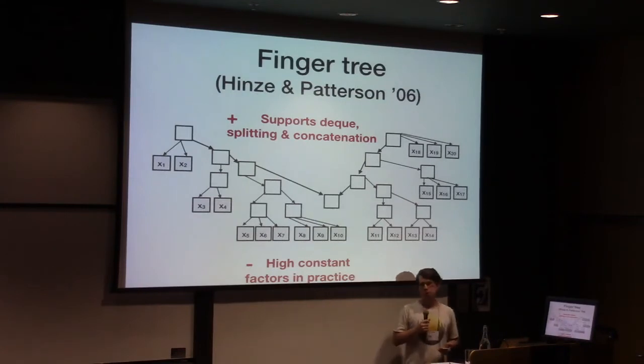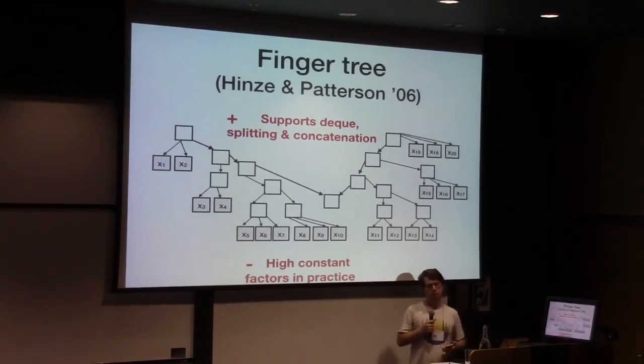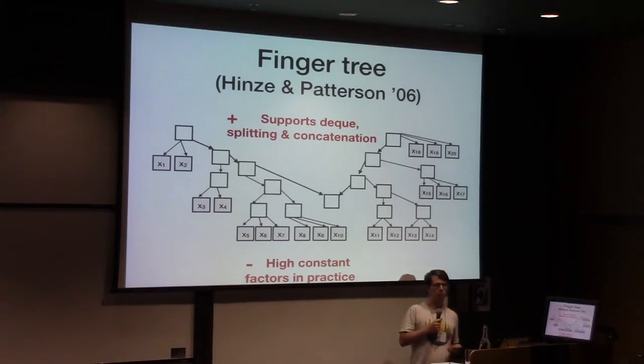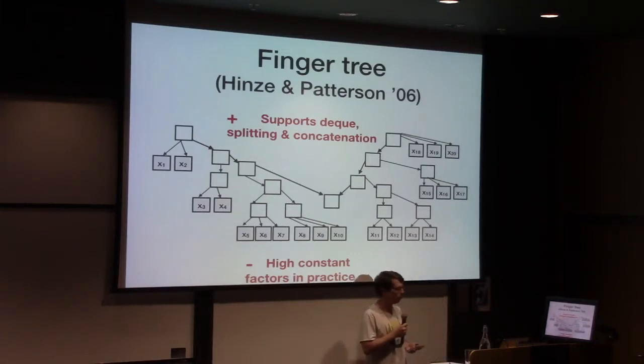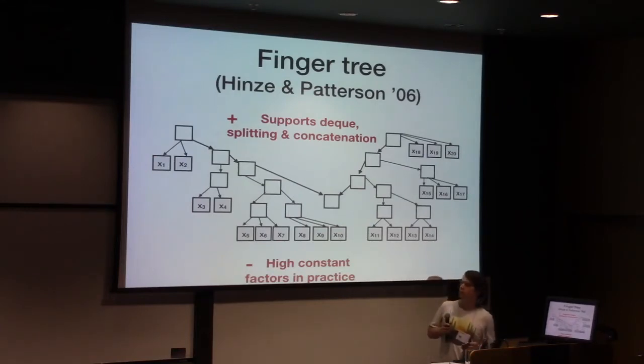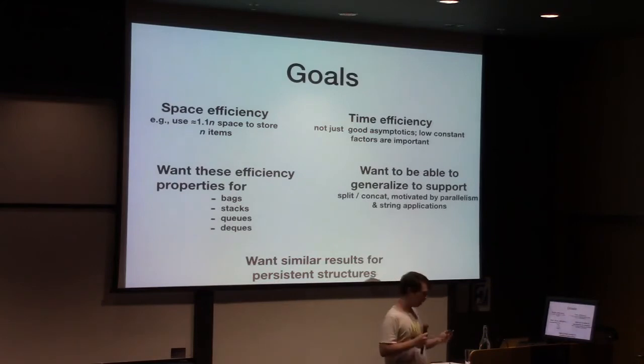Okay, so switching gears a little bit, there's been a rich history of work in functional data structures, and one which is particularly interesting for us is the finger tree. This structure has support for deque operations in constant time, and also splitting and concatenation in logarithmic time, so it has the asymptotics that we like. But as you can see from this picture, it has lots of indirections, and that leads to poor constant factors if you just implement it in the textbook way.